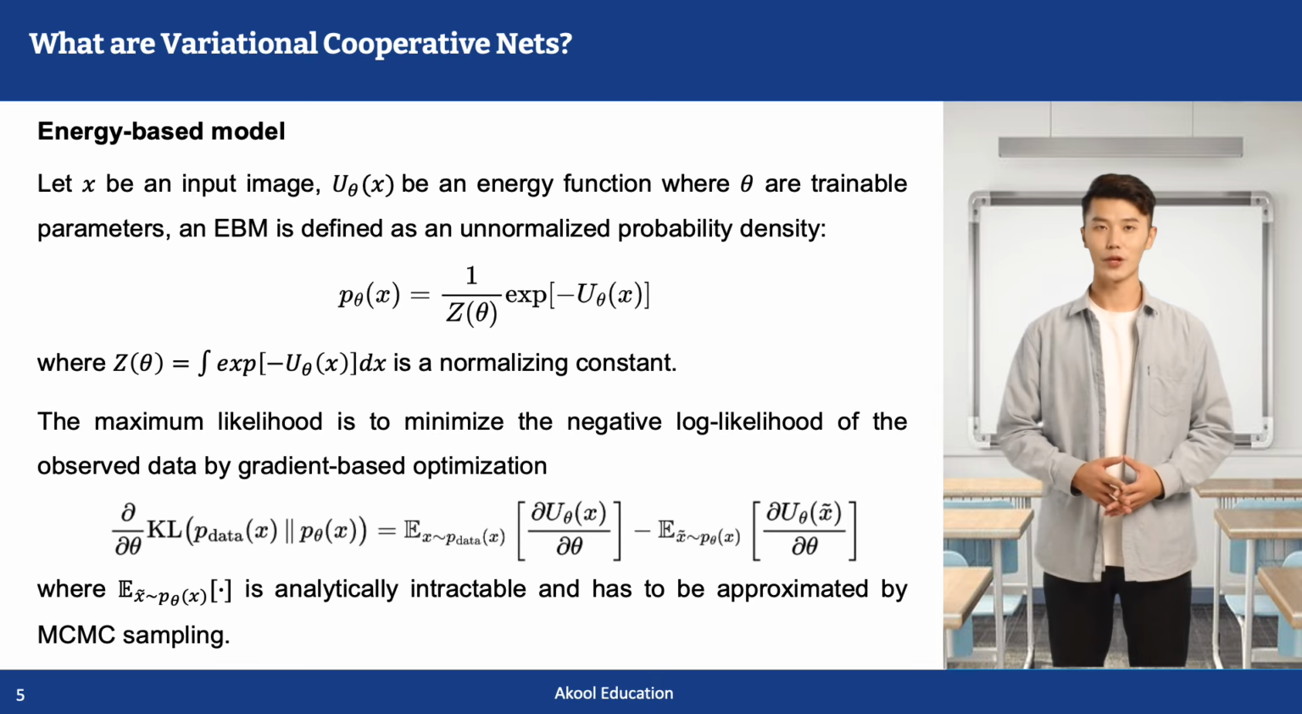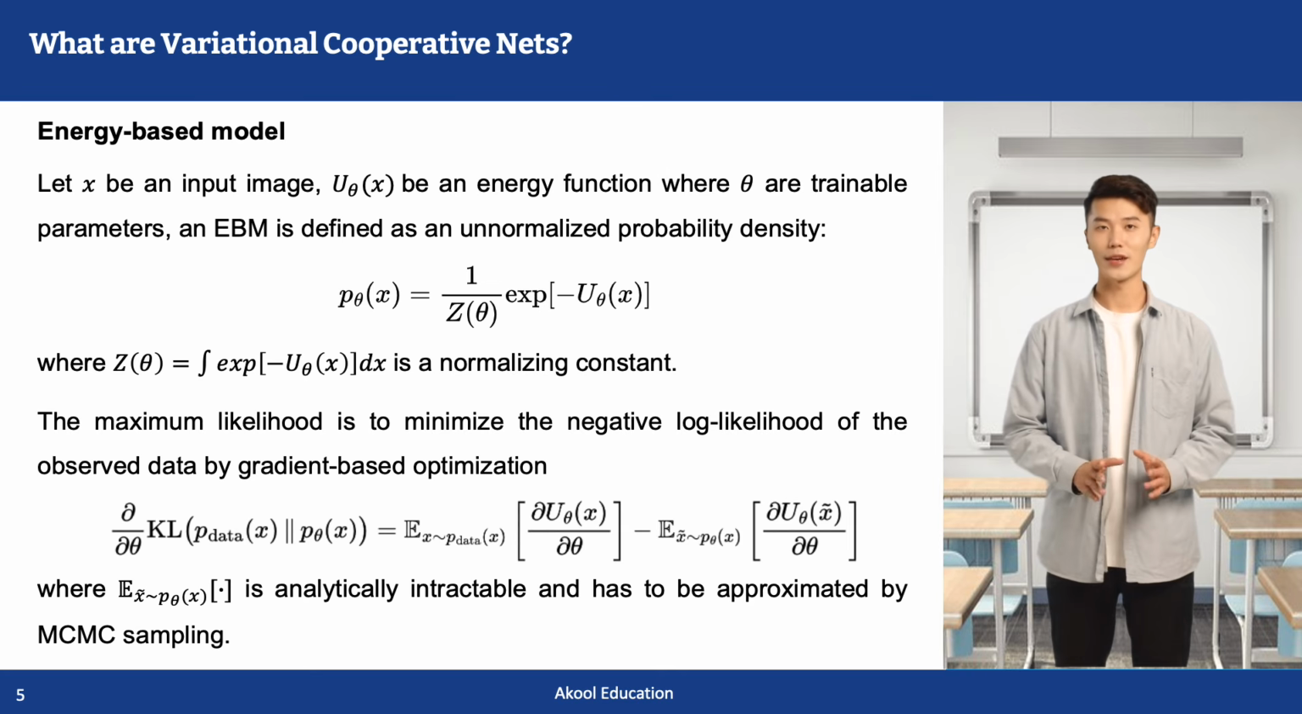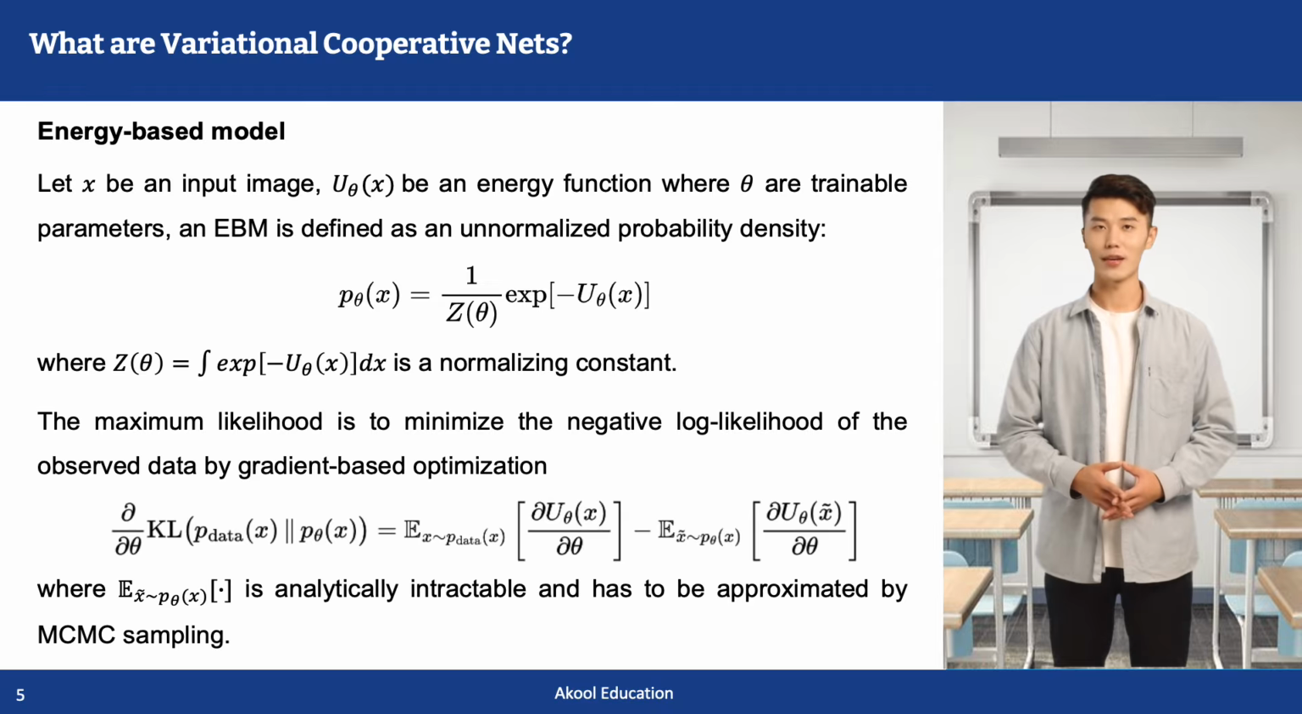Let x be an input image, U of x be an energy function, where we use theta to denote the trainable parameters. An energy-based model is defined as an unnormalized probability density, with Z of theta being an intractable normalizing constant. The maximum likelihood estimation of the model parameters is to minimize the negative log likelihood of the observed data by gradient-based optimization. This corresponds to a contrastive loss where the Markov chain Monte Carlo sampling is needed to approximate the computation.